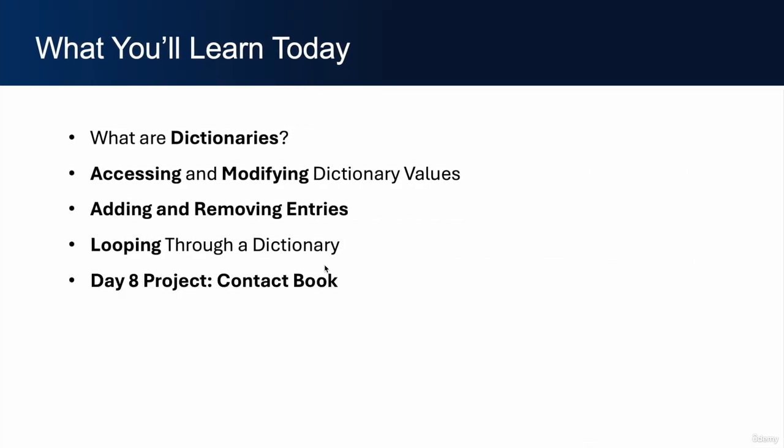So that brings us to our day 8 project, which is a contact book. In this project, the goal is to build an interactive contact book that allows users to add a new contact, view all the contacts, search for a contact by name, edit a contact's details, and delete a contact and exit the program. So as you can imagine, this is a good space to learn dictionaries.